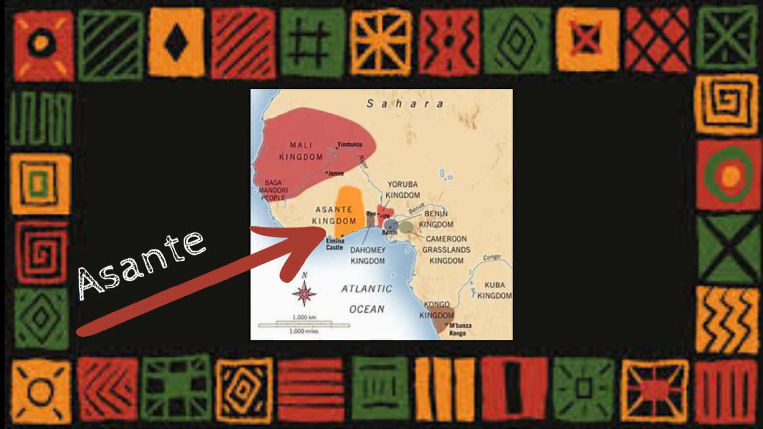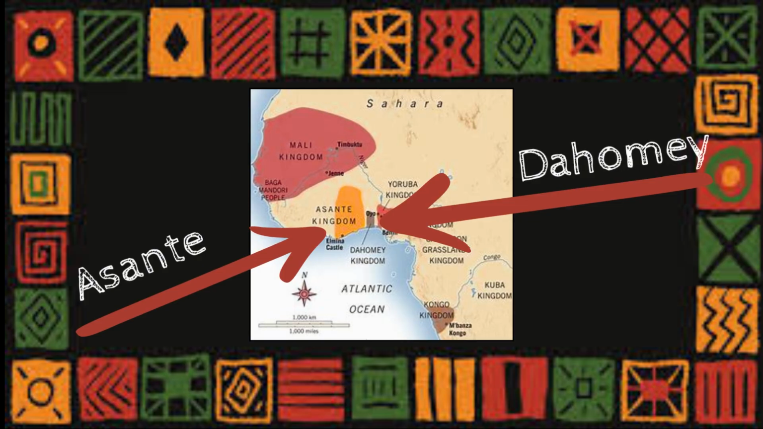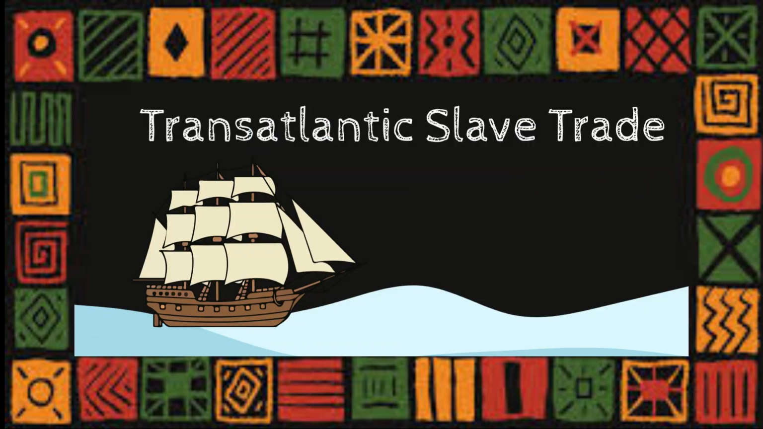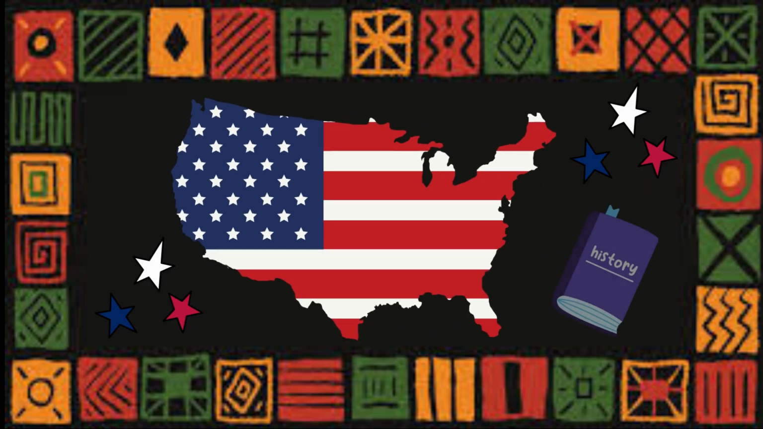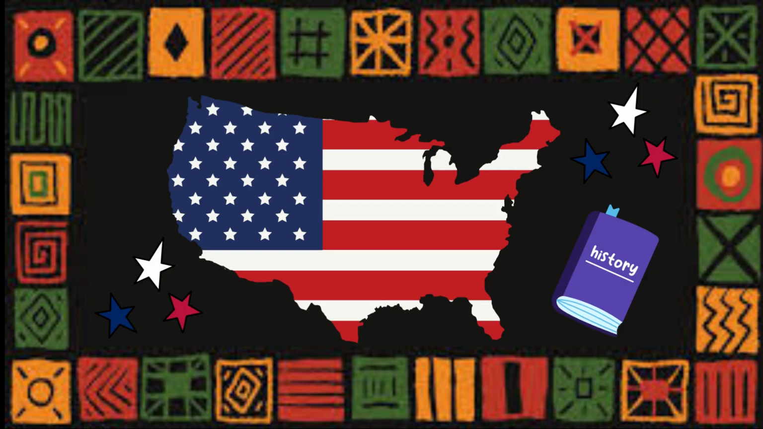In today's lesson, we're going to explore the kingdoms of Dahomey and Asante in West Africa. These were powerful cultures with organized governments, strong armies, and rich traditions long before Europeans arrived. We'll also see how they became connected to the transatlantic slave trade and how that history links directly to the story of the United States. Let's get started.